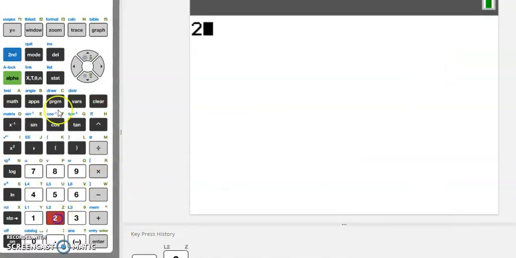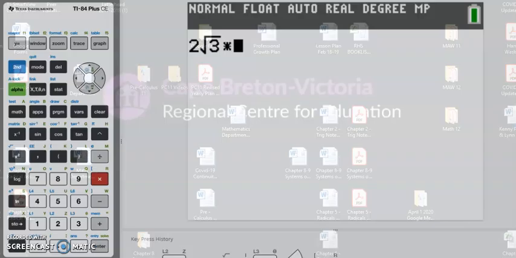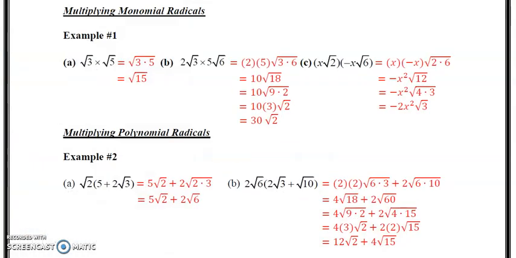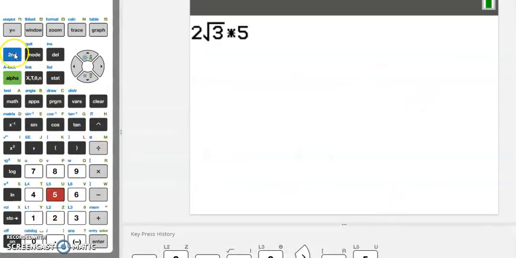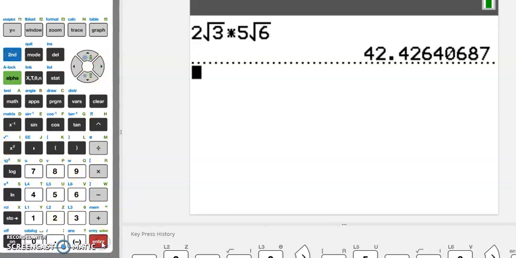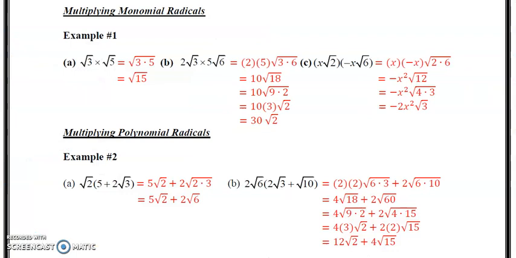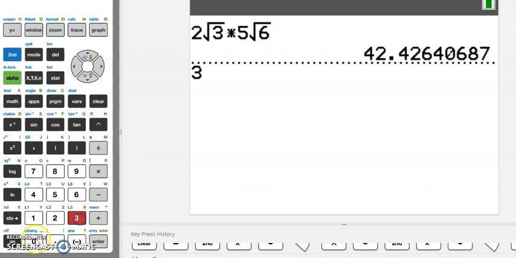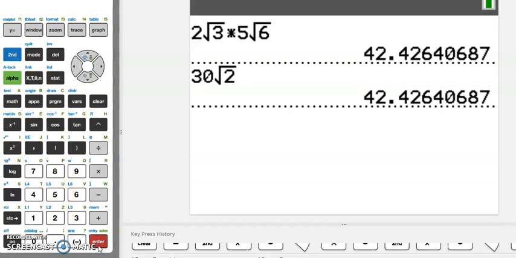So we have 2 square root 3, and that's being multiplied by 5 square root 6. 5, second function, square root 6, and we get 42.42. And remember, our final answer was 30 root 2. So 30 square root 2. Enter, and it's the exact same. So there you go. You know you're correct.